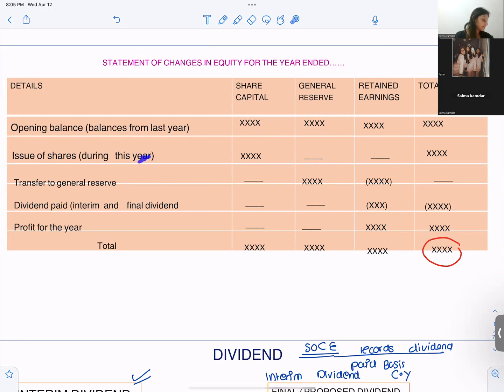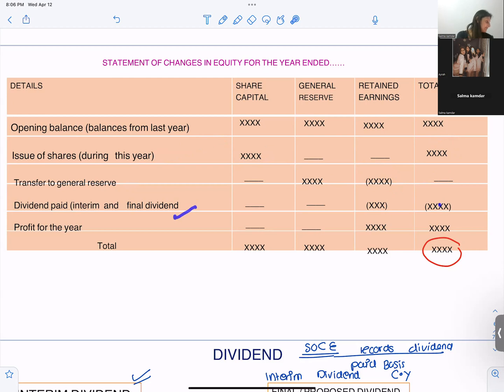Where will you record? In the share capital and total. Then if you're transferring some money to the general reserves, from where to where will you transfer? Minus it from retained earnings and then add it to general reserve, and nothing in the total. Then the dividend that you're paying. You'll minus it from the retained earnings, and you'll be negative in the total column.